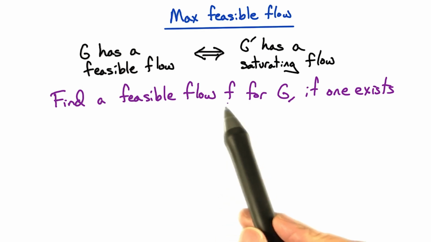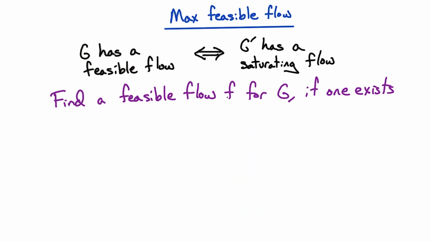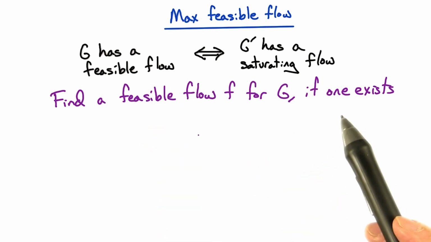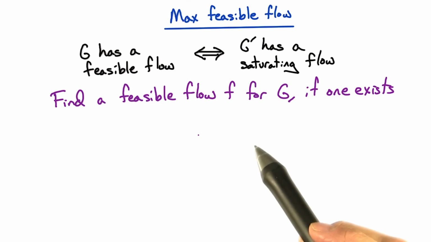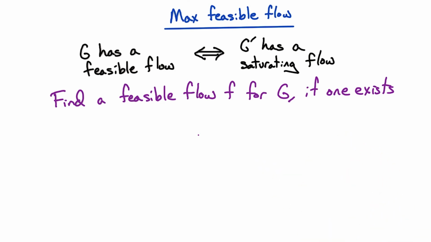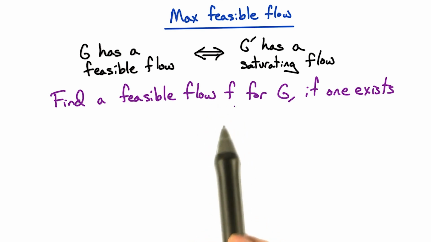Once we have such a feasible flow F, can we transform it, can we augment it to find a feasible flow of maximum size? So can we find a maximum size feasible flow? Now recall how our max flow algorithms worked, either Ford-Fulkerson or Edmonds-Karp. Both of them start with a zero flow. So every edge has flow 0 initially.